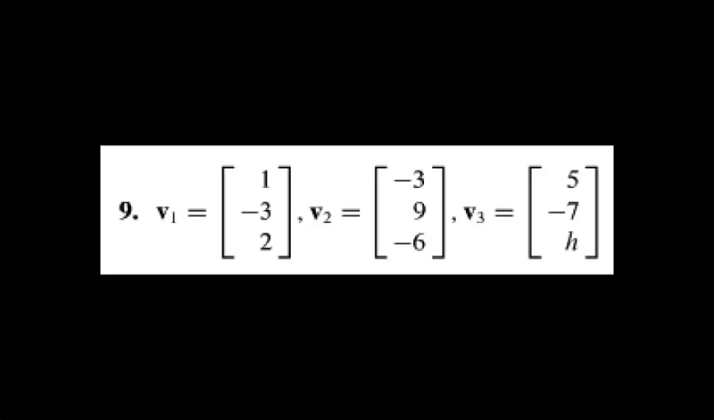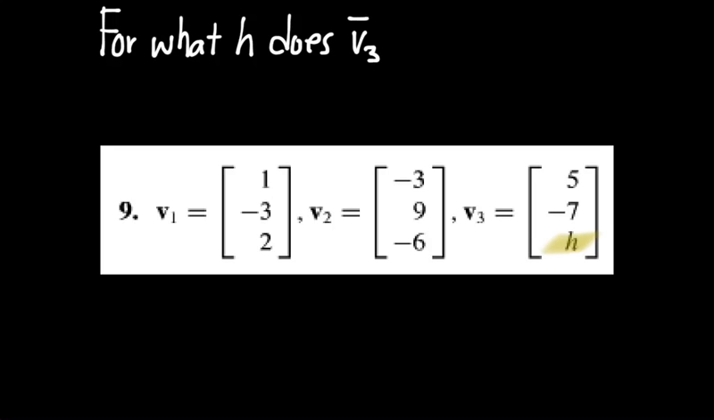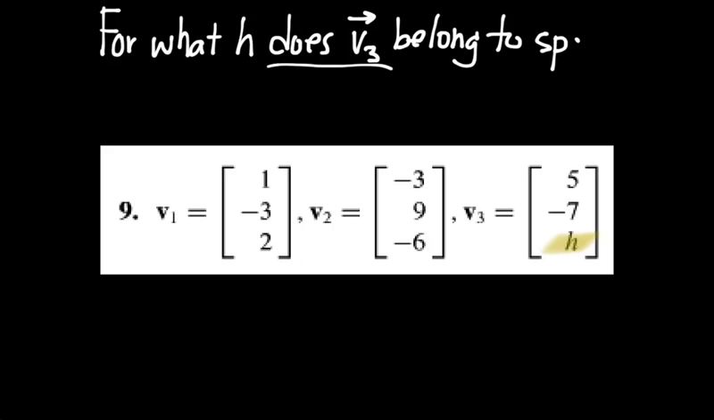We'd like to figure out under what circumstances, so there's this unknown quantity, h, in our third vector. And we'd like to know, under what circumstances does that third vector belong to the span of the first two? So to write that as specifically as possible, for what h does V3 belong to the span of V1 and V2?